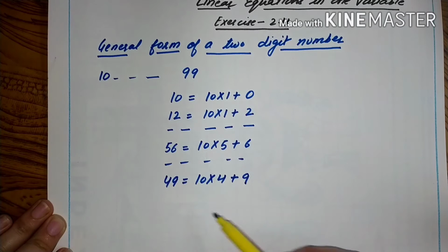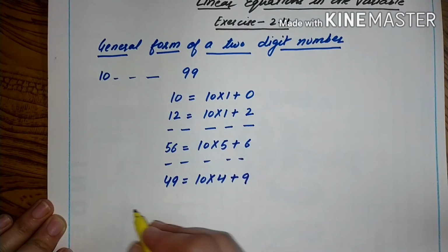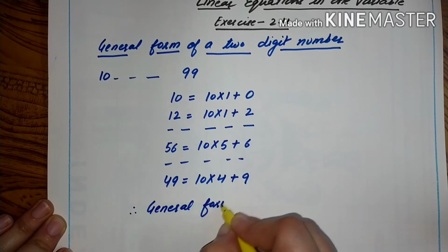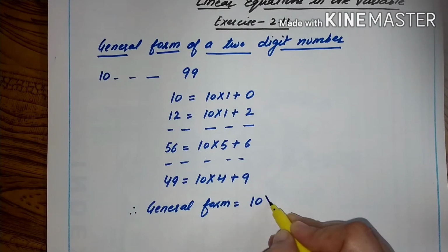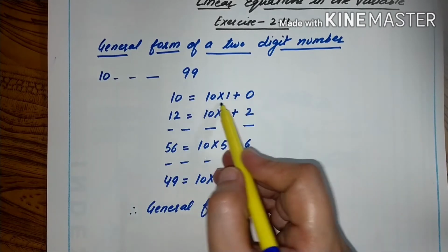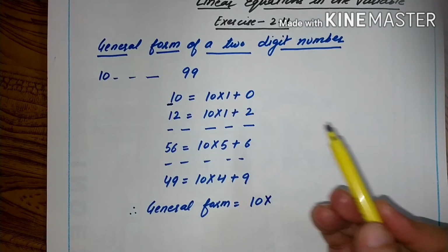Now see, what is the thing which is common in all of these numbers? That 10 is coming in each and every number. So that means if we write a two-digit number in this form, 10 will come everywhere. So therefore, to form the general form, let us generalize it. 10 will come into, now see, with 10, which digit is multiplied? Here 10 into 1, and 1 is the tens place digit of the number 10.